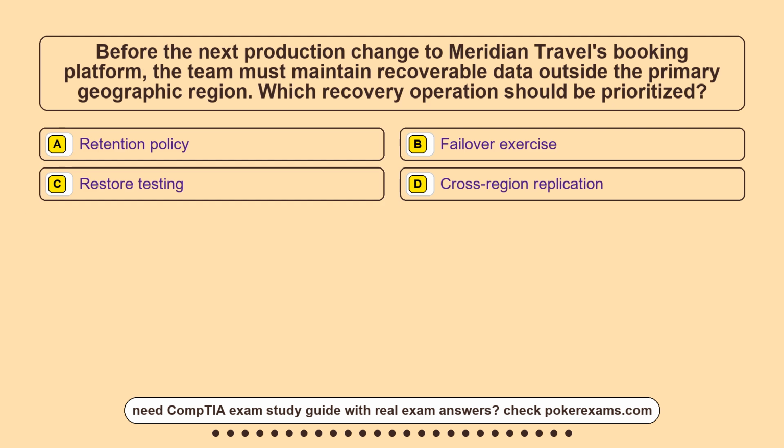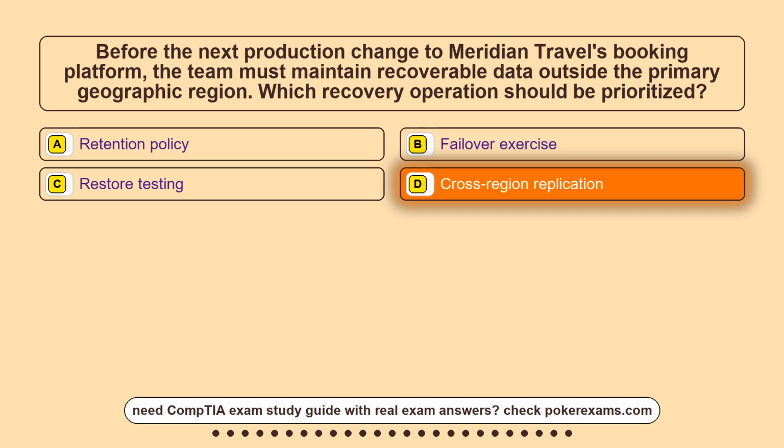Question 14. Before the next production change to Meridian Travel's booking platform, the team must maintain recoverable data outside the primary geographic region. Which recovery operation should be prioritized? Option A, retention policy. Option B, failover exercise. Option C, restore testing. Option D, cross-region replication. The correct answer is option D, cross-region replication.